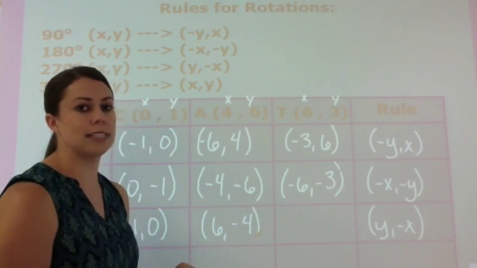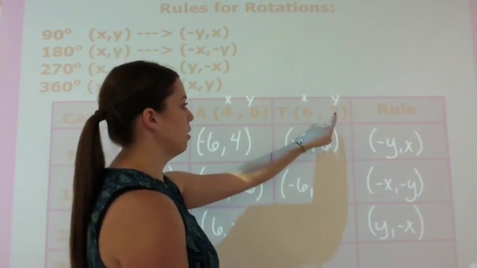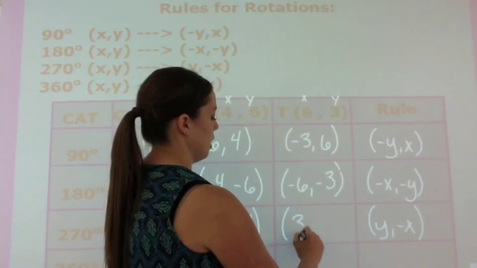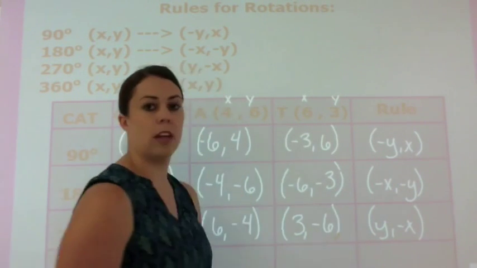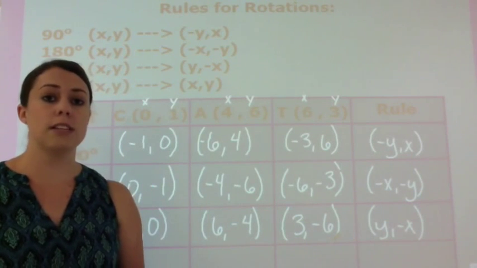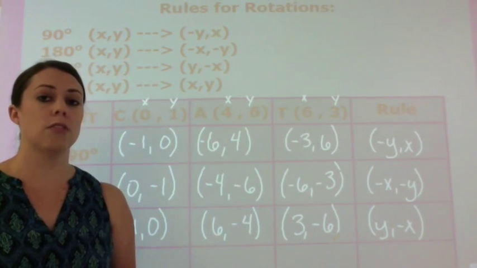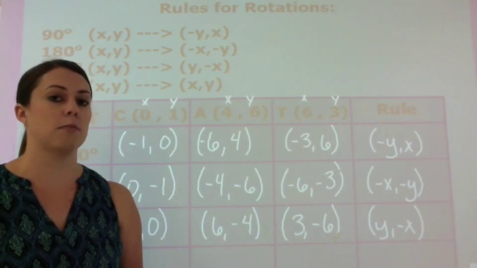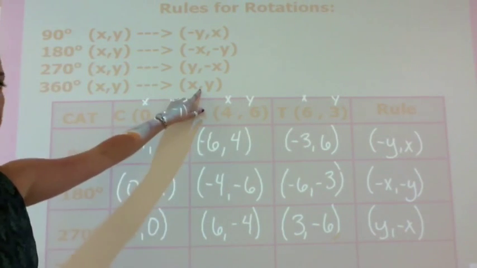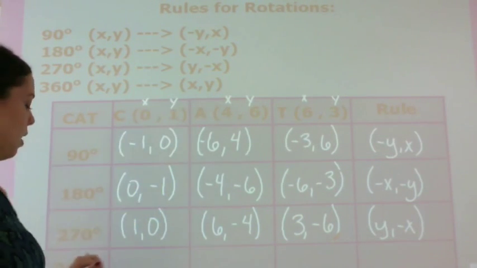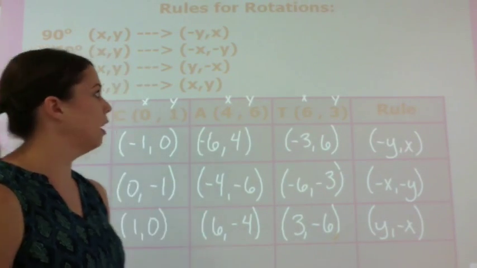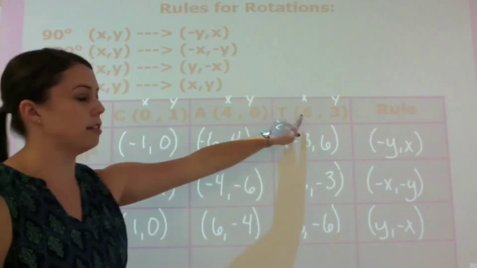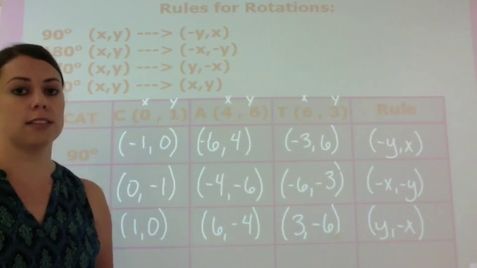The last one, T. Y stays the same, 3. Opposite of x, negative 6. Okay, and then the last rule is the easiest one. A 360-degree rotation is the exact same shape. So it stays x, y. So I put in a column here that you can write the rule as x, y, and you can put in CAT. They're all going to stay the same.